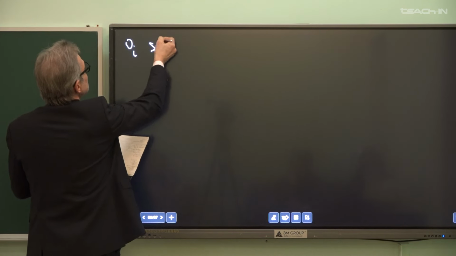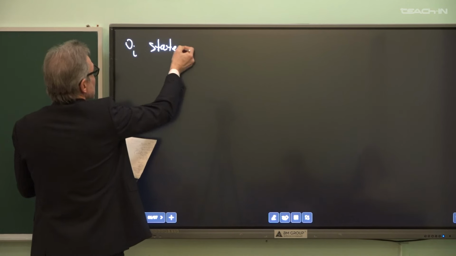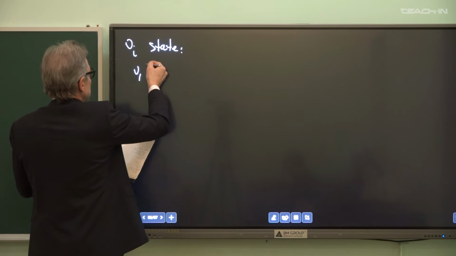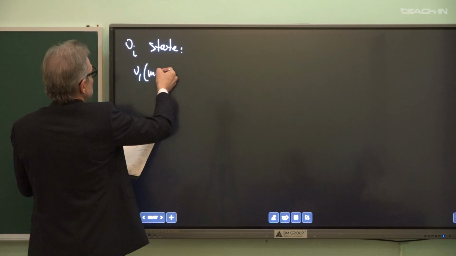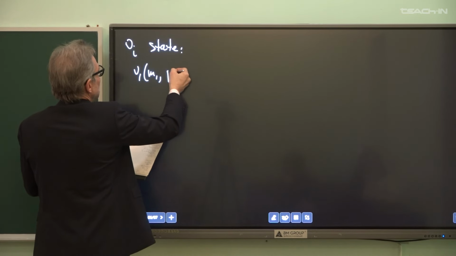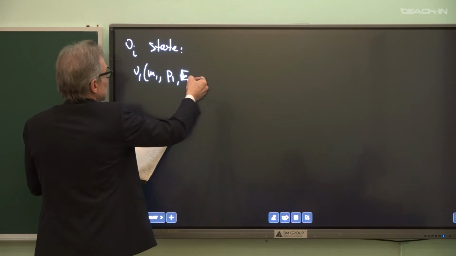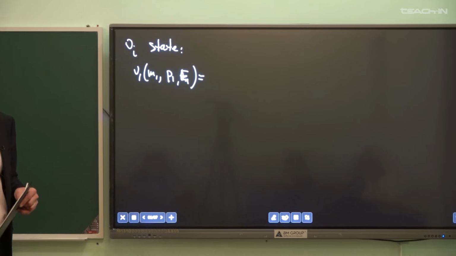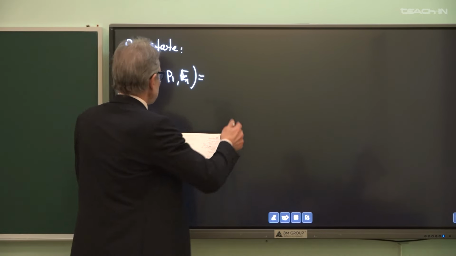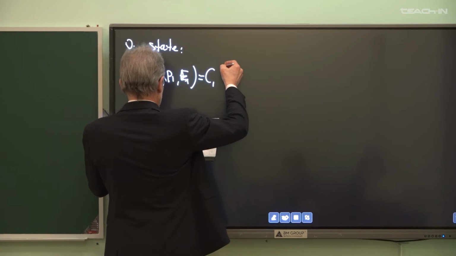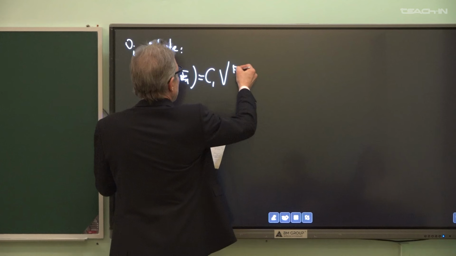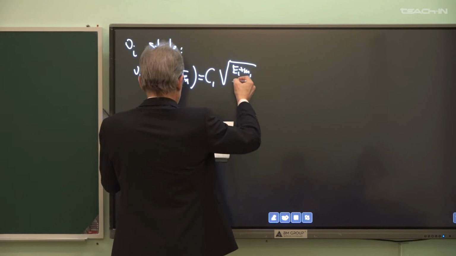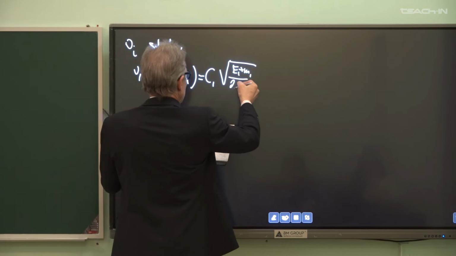The neutrino state. We use an exact neutrino state, nu1, that corresponds to the mass, the momentum, and the energy. We use this as a solution of the vacuum Dirac equation. Yeah? Some normalizing constant, then the square root of the energy plus the mass divided by two energies.